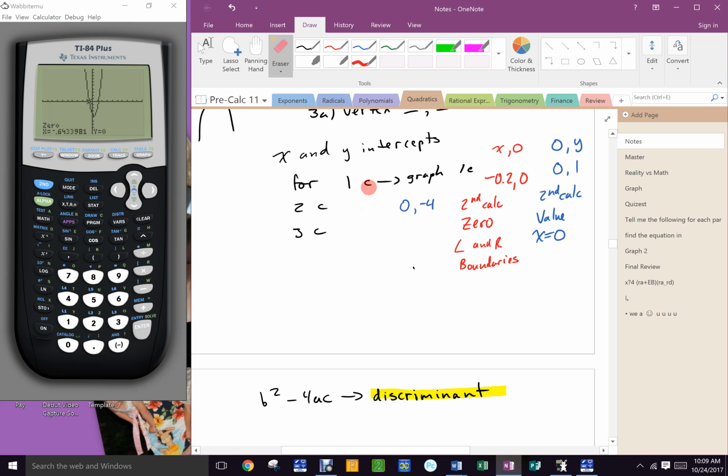Oh, I'm supposed to be doing them in red. And then I go to the other one. Second calc, 0. Am I left of it? Now I'm right of it. And I get 1.24.